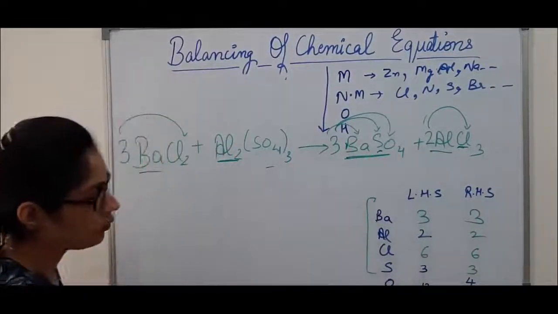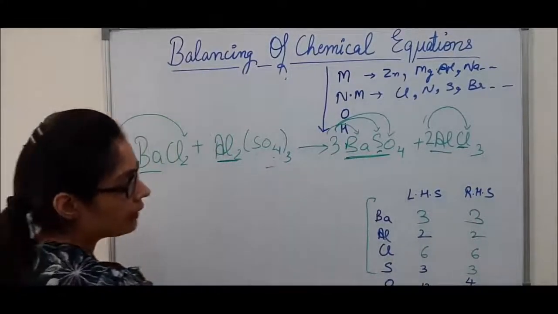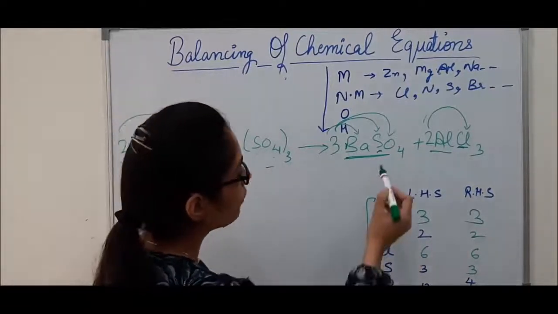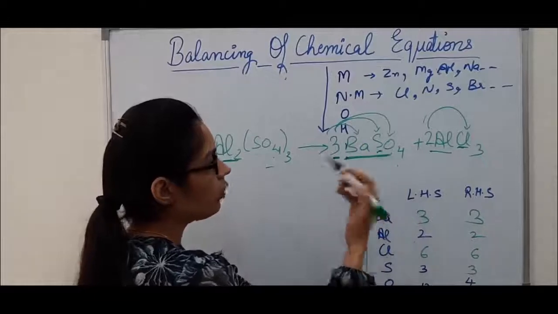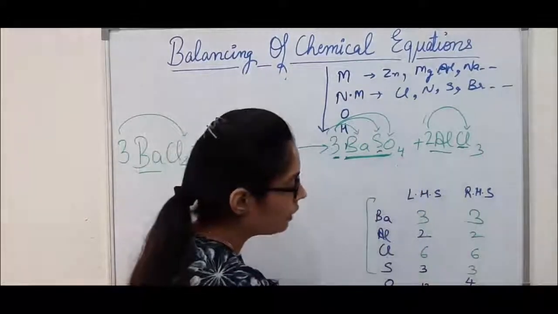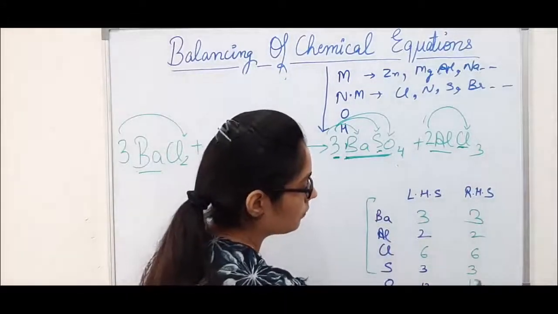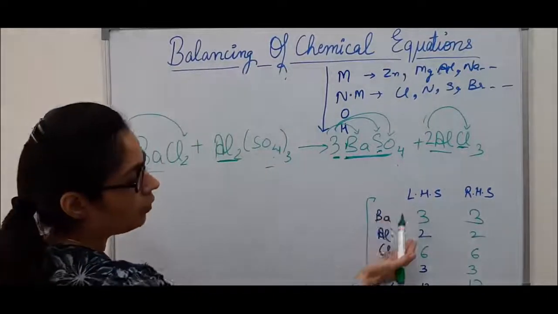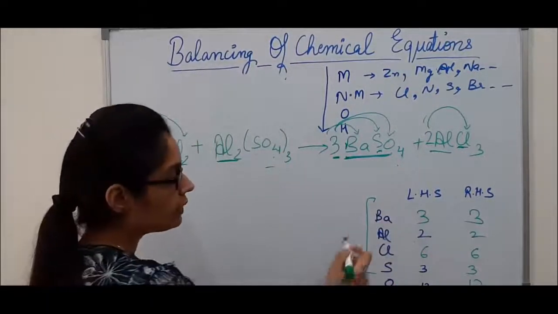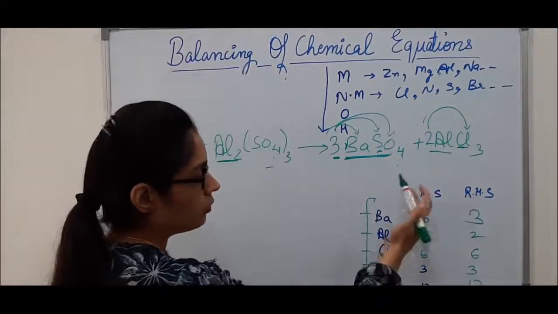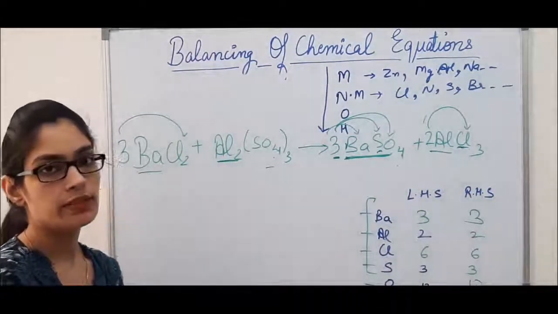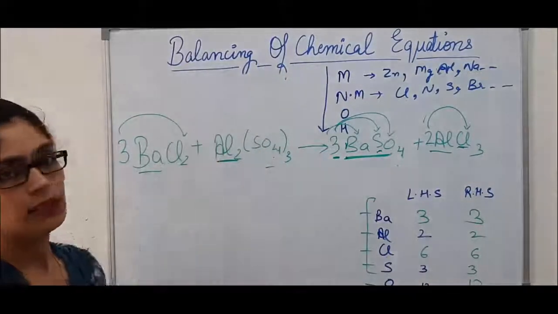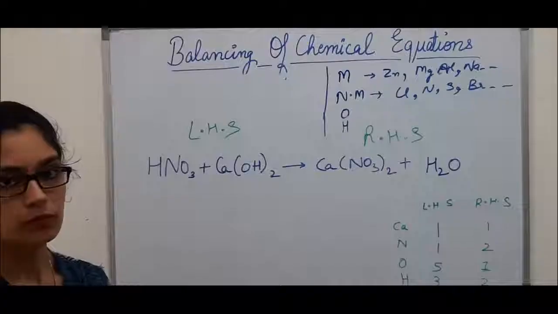Now let's check for oxygen. Oxygen, this side it is 12, and now this side, since we have multiplied this whole with 3, oxygen also 3 into 4 is 12. Now I can see all the atoms of each element are equal on both sides. Now this is my balanced chemical equation. Let's try this strategy on a few more examples.